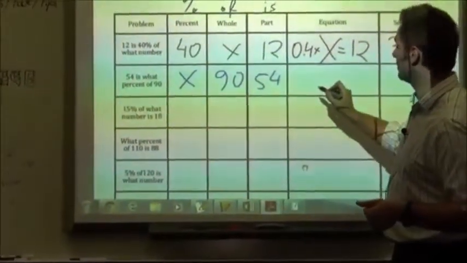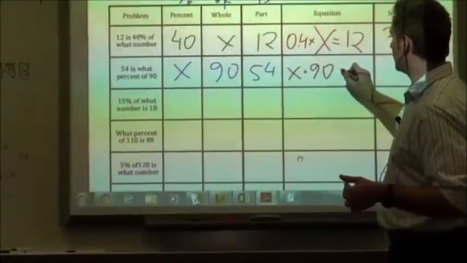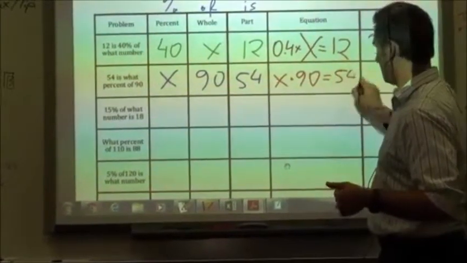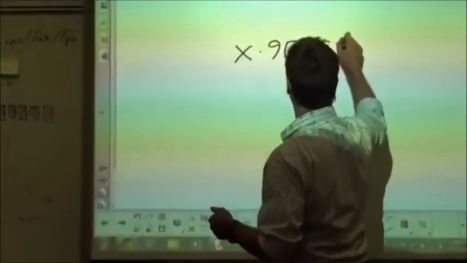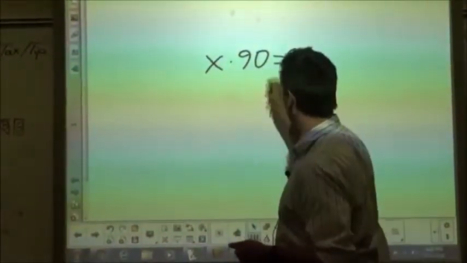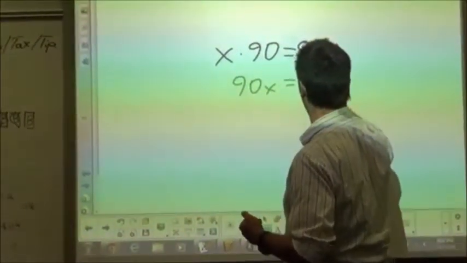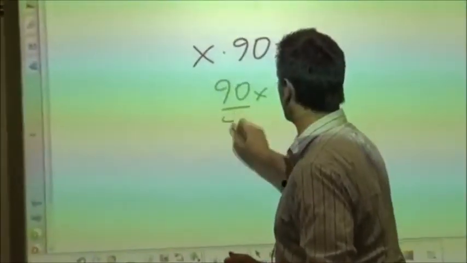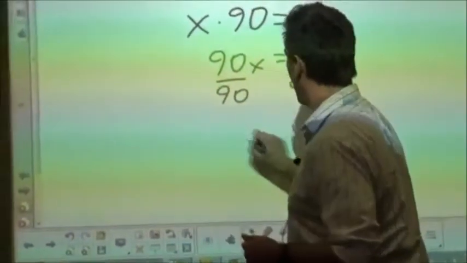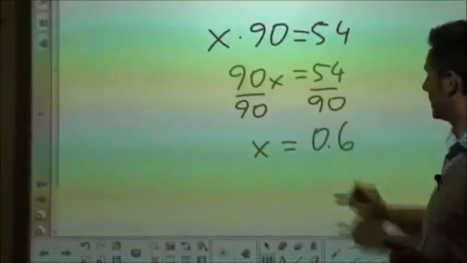So what's our percent? X times what? 90. 90 equals what? 54. Let's move on here and then do it together. So what we have? X times 90 equals 54. And we can switch it and write 90x equals 54. How do we solve it? Divide by 90 both sides. Very nice. 90x equals what? 0.6.